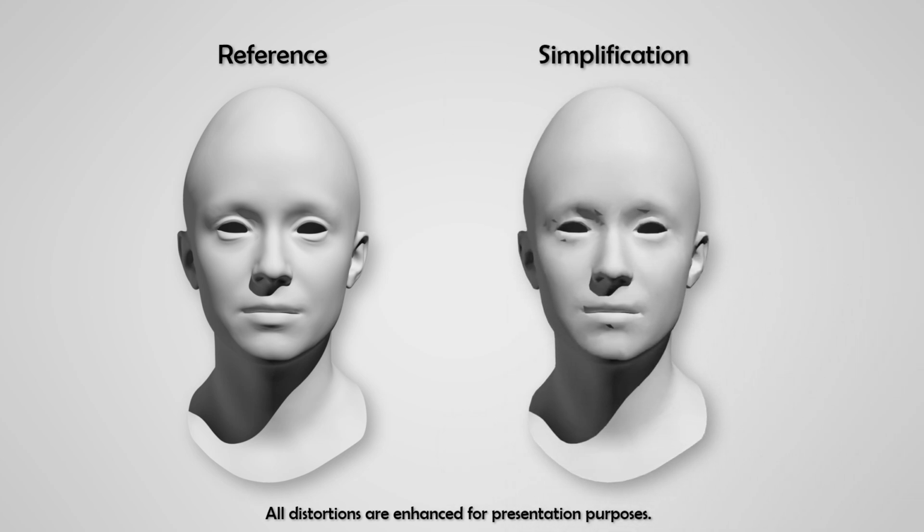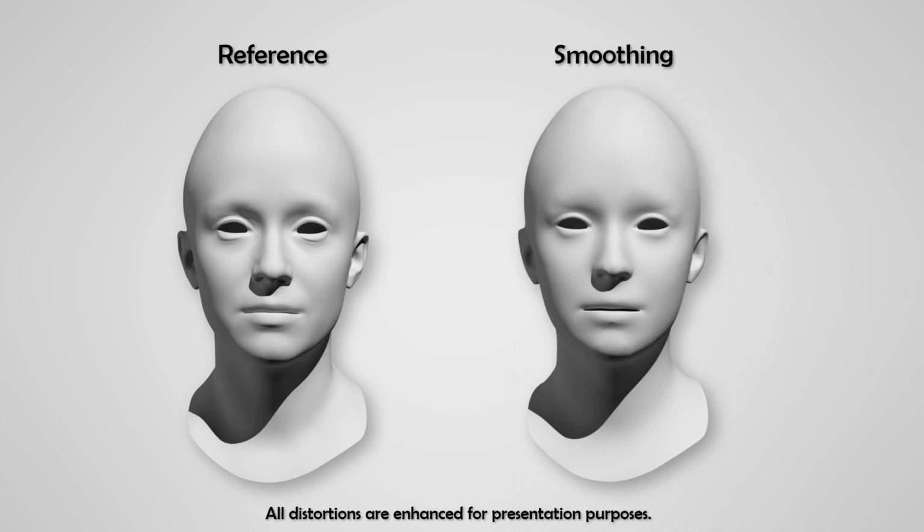We also study simplification, caused by decimation algorithms, which are the core of techniques like level of detail rendering. Finally, we study smoothing, often happening due to remeshing or downsampling.